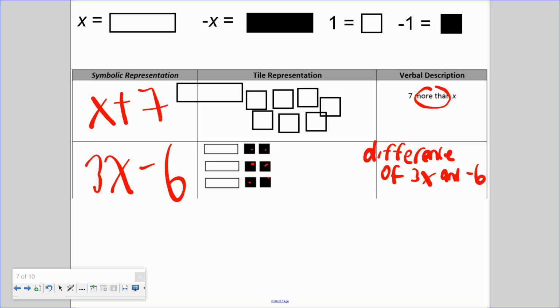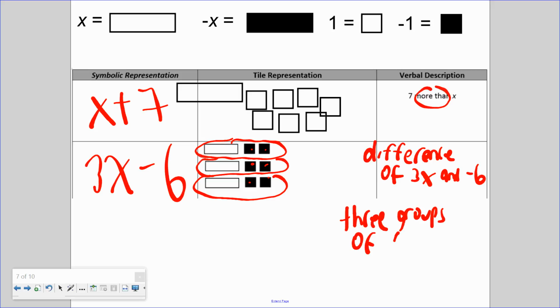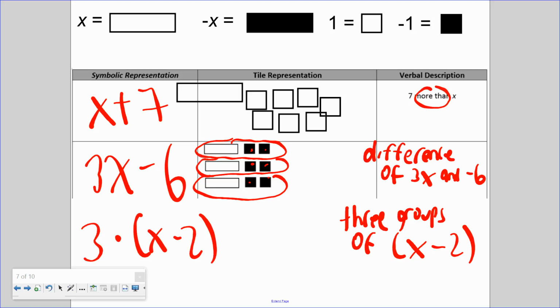Or if you want to see it this way, if this is one group, is that equivalent to this group? It is. Is that equivalent to this group? It is. So it seems like there are 3 groups of x minus 2. 3 groups of x minus 2, or 3 times x minus 2.